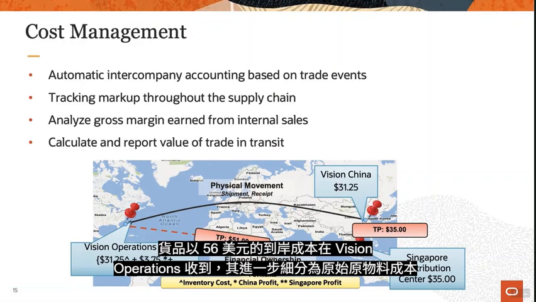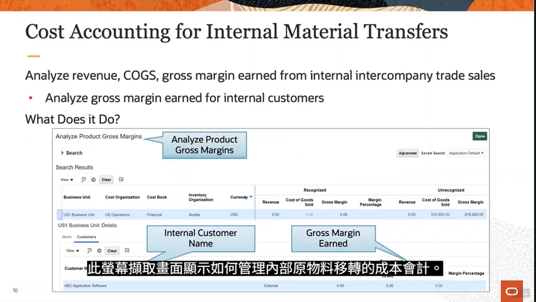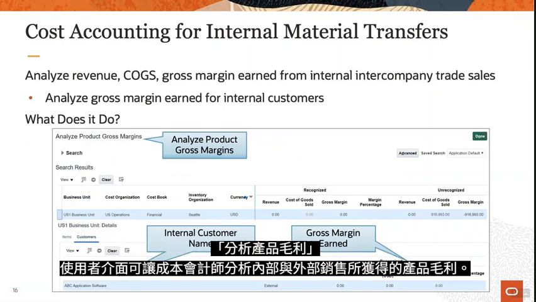Oracle Fusion Cost Management provides the ability to analyze the gross margin earned from margins separately. Improved visibility of the cost of goods sold is provided to facilitate better decision-making. The Analyze Product Gross Margins user interface enables cost accountants to analyze gross margin earned from both internal and external sales. Our next topic will describe how consigned inventory is supported by IMT and how the transfer also takes place in IMT.